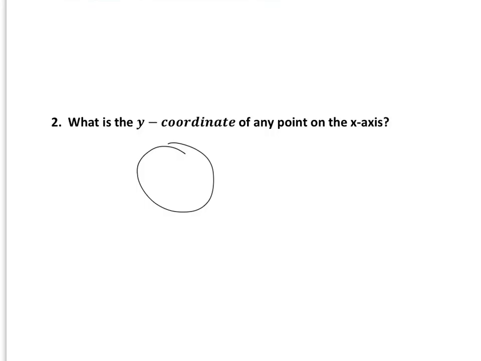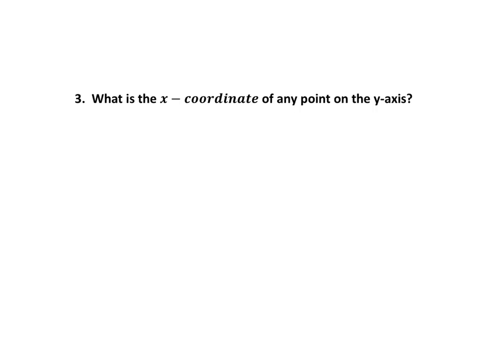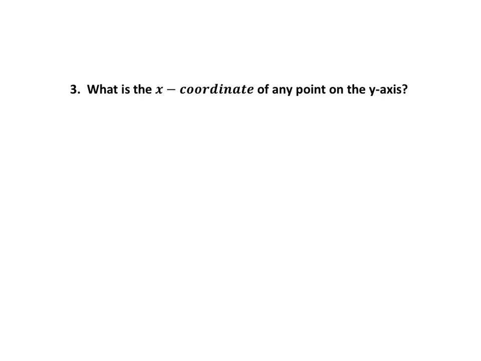It is called an x-intercept because it's where it's crossing the x-axis, and the y value is 0. So what is the x-coordinate of any point on the y-axis? Well, if we take a look, x equals 0, 0, 0. So just like before, the value is 0. And this is called the y-intercept.